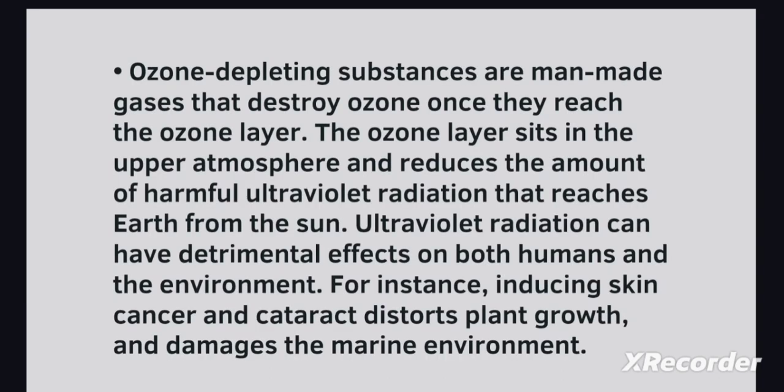Ozone depleting substances are man-made gases that destroy the ozone once they reach the ozone layer. The ozone layer sits in the upper atmosphere and reduces the amount of harmful ultraviolet radiation that reaches the earth from the sun. Ultraviolet radiation can have a detrimental effect on both humans and the environment, for instance inducing skin cancer, cataract, distorting plant growth, and damaging the marine environment.